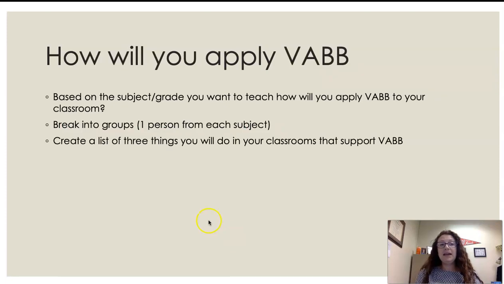And finally, if you were in class, we discussed, based on the subject grade you want to teach, how will you apply VABB to your classroom? And if you teach math and science, that does not mean that we cannot validate, affirm, build, and bridge with our students. You just might get a little more creative on how you might have your students do that. And so we're going to break up into groups, one person from each subject, and create a list of 3 things you would do in your classroom that support VABB.